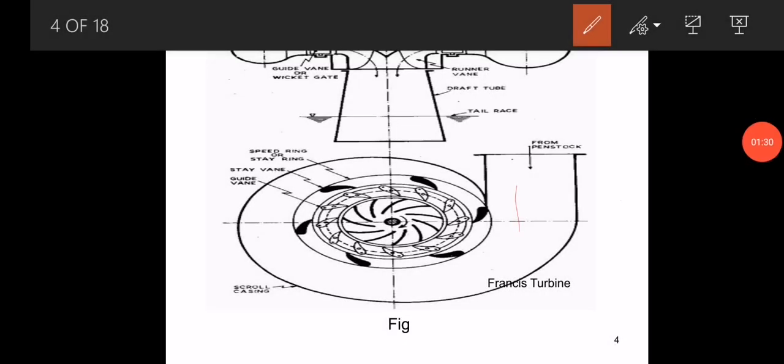Here you can see the figure. This is the exit of the runner. This is the draft tube, a conical shaped draft tube. It connects the exit of the runner to the tail race. This is the tail race. So by providing this, we discharge the water from the exit of the runner to the tail race.